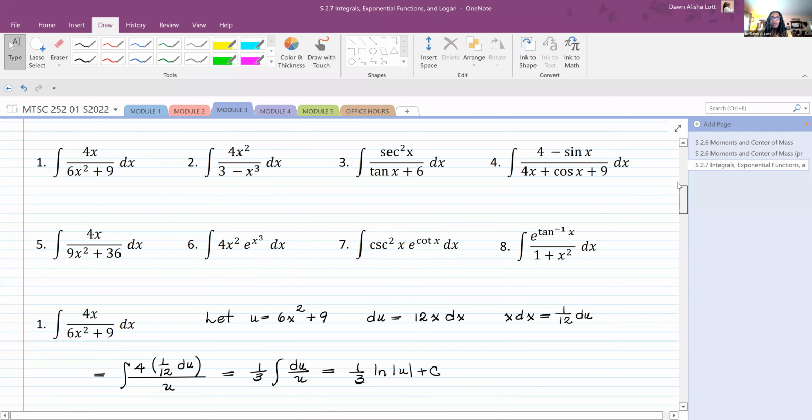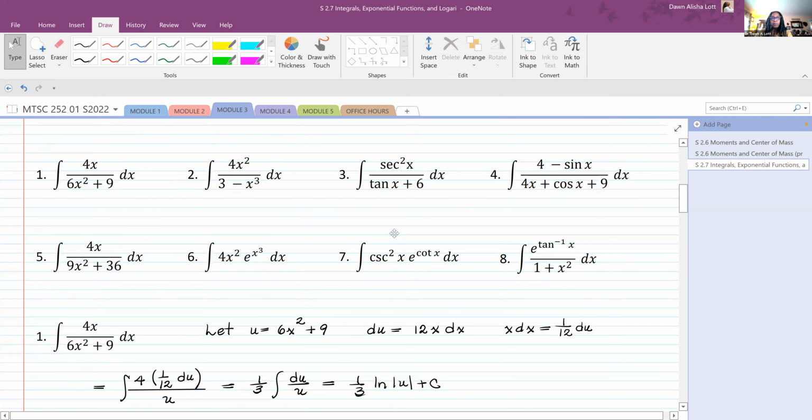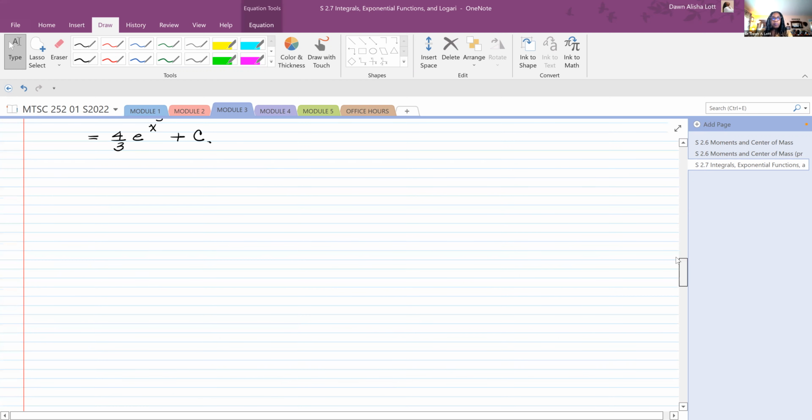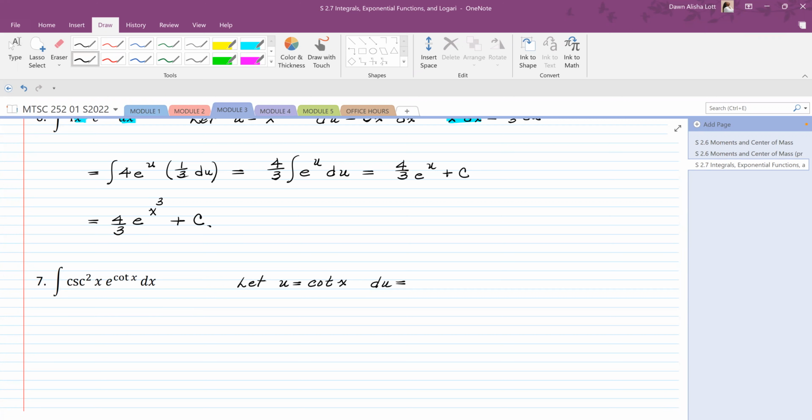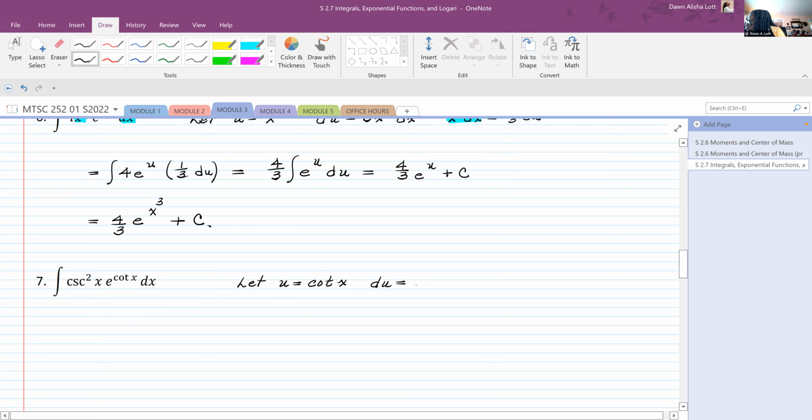Okay, let's do number 7. Okay, so what's u? Cotangent of x. What's du? Derivative of cotangent is? Secant squared of x. Okay, but it has a negative. All the co-functions are negative. Oh.